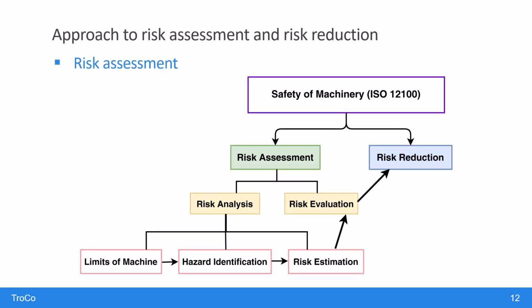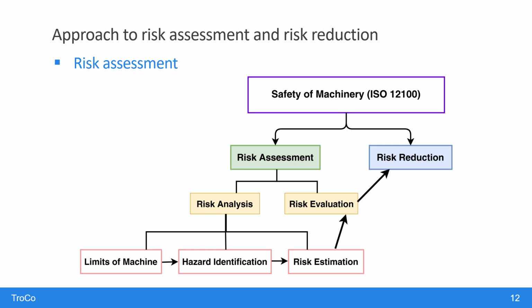Now, we introduce the approach to risk assessment and risk reduction procedures. We'll review these topics in this part, while we'll discuss risk assessment in Part 2 and risk reduction in Part 3 in detail. We begin with risk assessment, involving a systematic series of logical steps for analyzing and evaluating machine risks. As the diagram shows, risk assessment involves both risk analysis and risk evaluation.